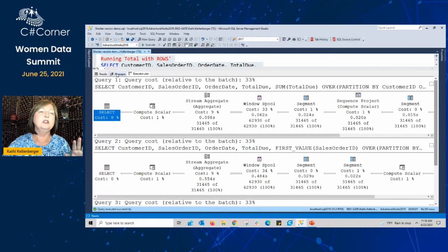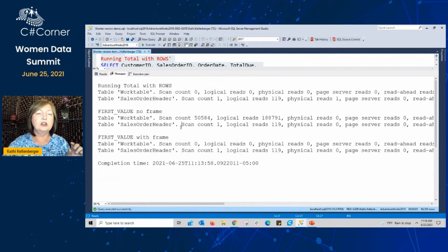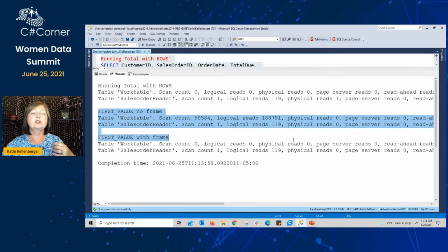If I look here, I can see that if I'm using rows, it goes to 0. If I use first value with no frame, I get the high logical reads. And if I add the frame, then I get 0. So just by looking at the logical reads, I can tell that this is the worst performing query, even though the execution plans make it look like all three are equivalent.